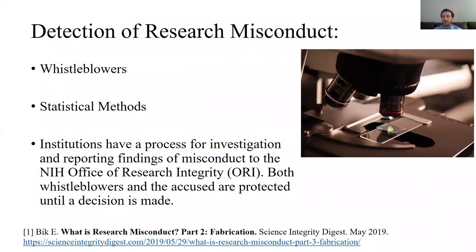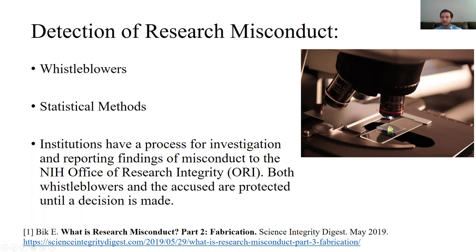How is research misconduct detected? Usually the common way of having people report research misconduct is whistleblowers. People from your lab notice something wrong going on and they tell the institution and you get caught. Or there are statistical methods on certain websites that can detect that this can't happen. This is not true, this couldn't happen, the results don't make sense together. So the most common way is whistleblowers. Statistical analysis can also sometimes detect fabrication and falsification.